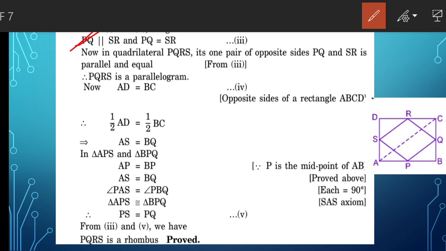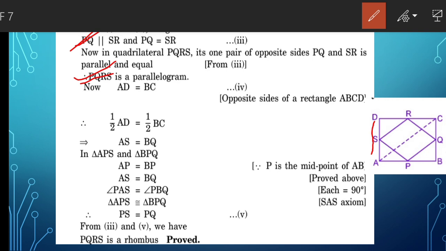Now, from equation 1 and equation 2, we get that PQ is parallel to SR and PQ is equal to SR. So, the quadrilateral PQRS, that is the midpoint joining quadrilateral, is a parallelogram since the opposite sides are equal and parallel. So we can say PQRS is a parallelogram. Now, AD is equal to BC. Since it is a rectangle, this AD and this BC are equal, as opposite sides of the rectangle are equal.